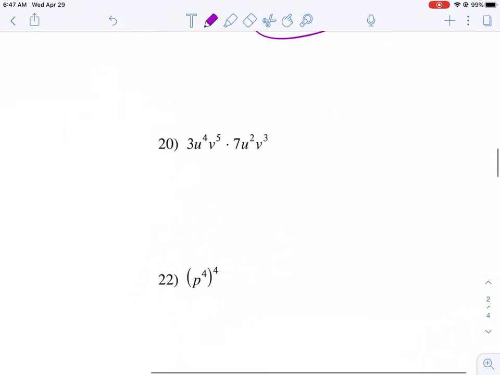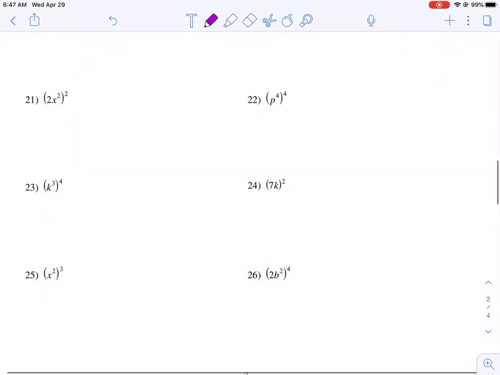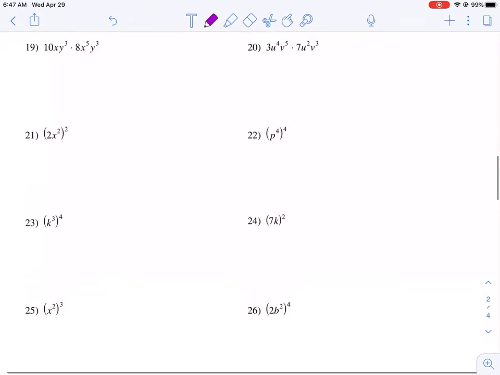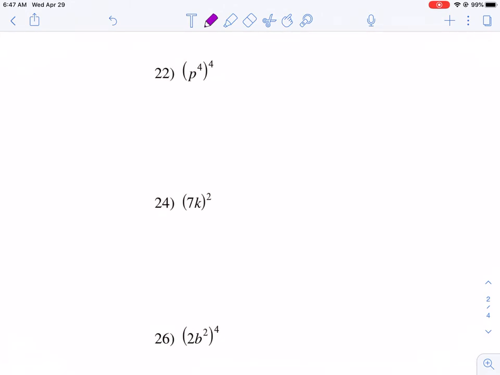Okay. Similar process with number 20. Let's take a look at 22 and 26. I think these are our last couple, yes. So this is a little bit different. This is kind of deceiving. It really shouldn't be put on this worksheet.